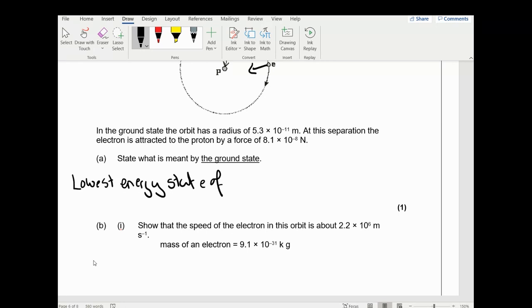An electron. So it's basically the state, the ground state is the lowest energy state of the electron. It's the electron when it's not being given any extra kinetic energy. It is literally in orbit around the nucleus. There's nothing extra being given to it there. And that itself is just worth 1 mark.